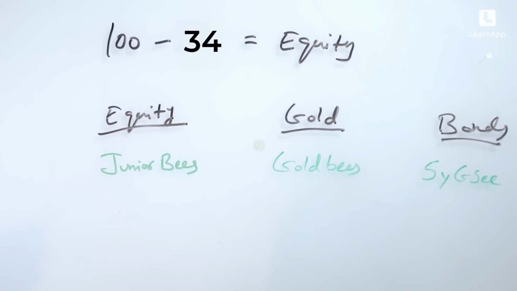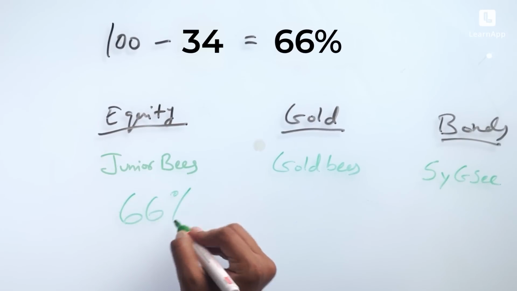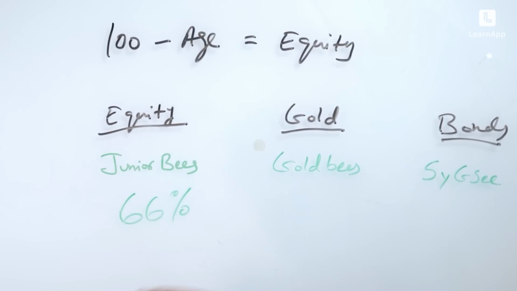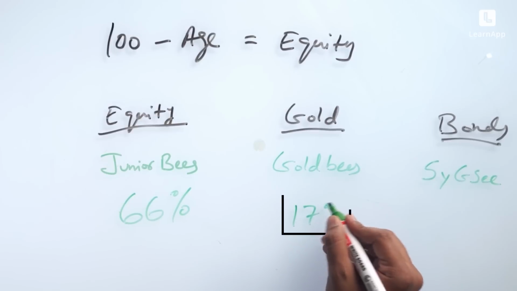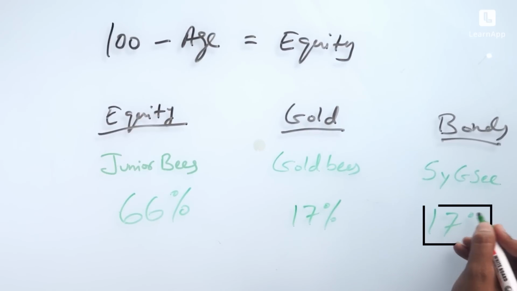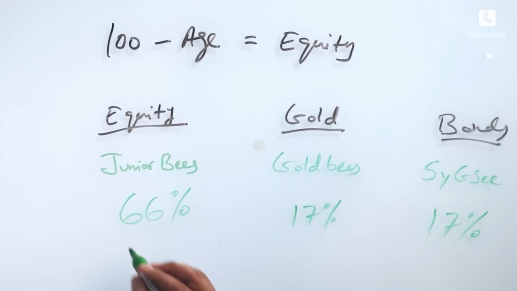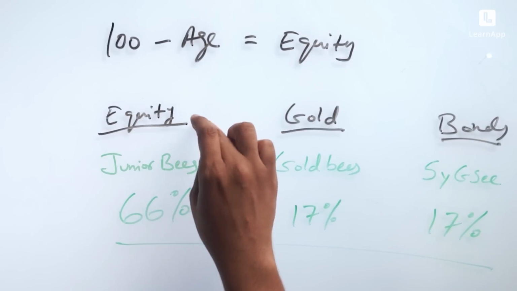Now, all you have to do is 100 minus age. I'm 34, so 100 minus 34 is 66%. We're left with 34, so you just divide it in half, so that's 17%. 17%. That's it.